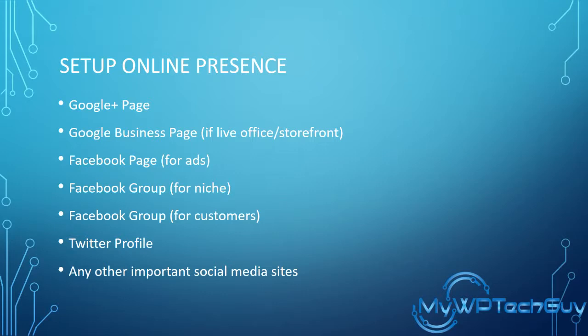Now, if your blog is based around a live office or a storefront where customers will visit you, you will also want to claim your Google Business page. This will allow you to set hours and comments and control reviews and control pictures and help you respond to reviews and that kind of thing. So you definitely want to claim your Google Business page if you have a live office or storefront where visitors will be coming to you, possibly using Google Maps.